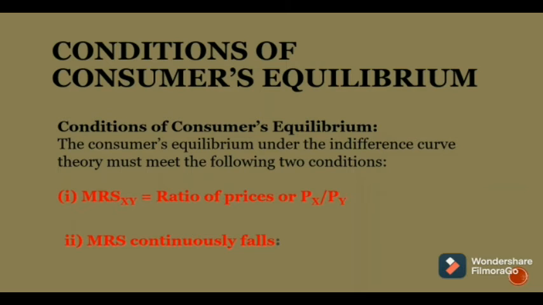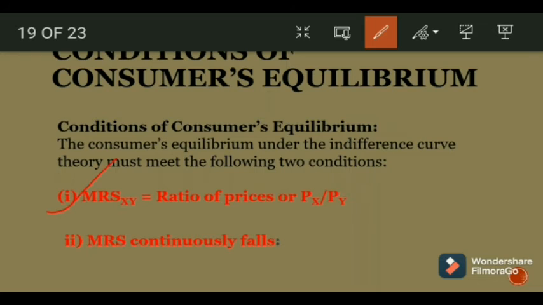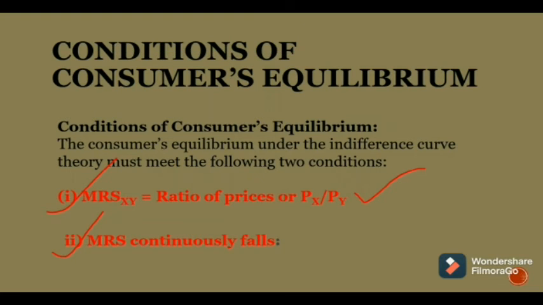Now let us begin with the conditions of consumer's equilibrium, because here we are understanding the budget line and the indifference curve in order to derive the consumer equilibrium. So here we can understand the conditions of consumer equilibrium. The consumer equilibrium under the indifference curve theory must meet the following two conditions. First, MRS, which is the marginal rate of substitution, which is the slope of IC, must be equal to the slope of the budget line, that is Px upon Py. And the second condition is MRS continuously falls, that means it should be convex to the origin.